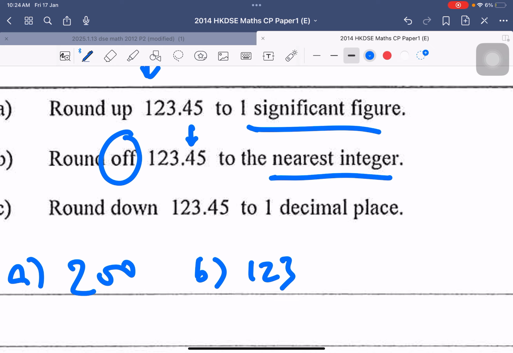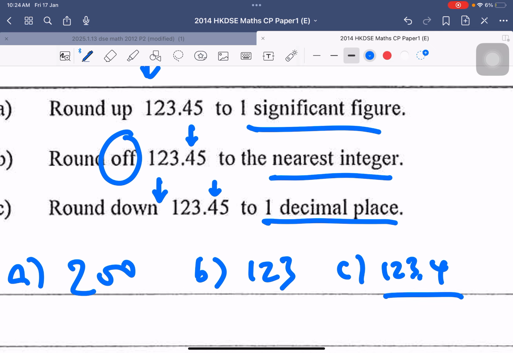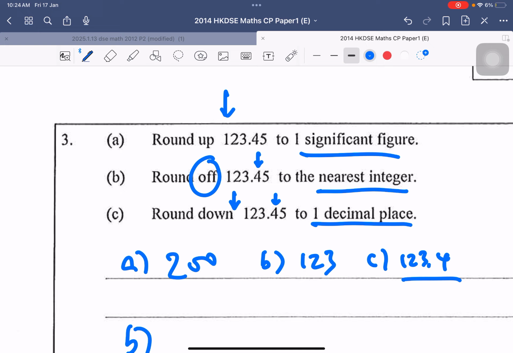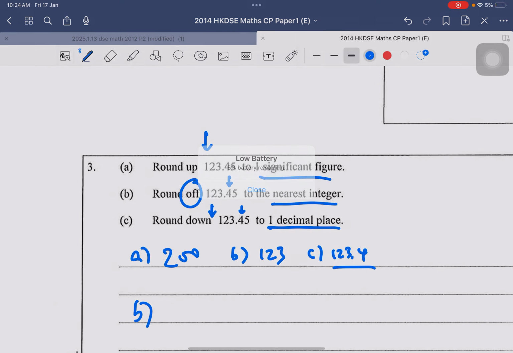Okay? What is the meaning of round down? It stays the same. No matter what the number is, we go down. 1 decimal place, so which number do we need to look at? 4. We look at the 4. So the rest after 4 doesn't matter. That's the method. So it's 123.4. If you see this question, it's really giving marks to you. 3 marks for free. Don't get it wrong, okay?